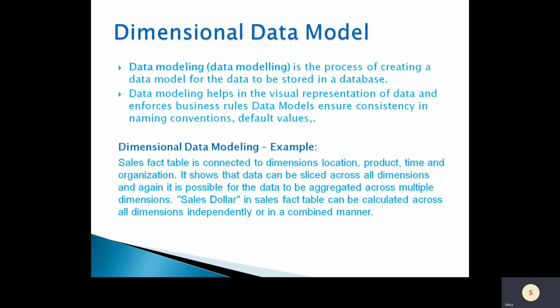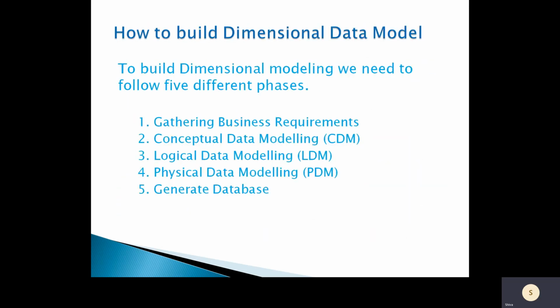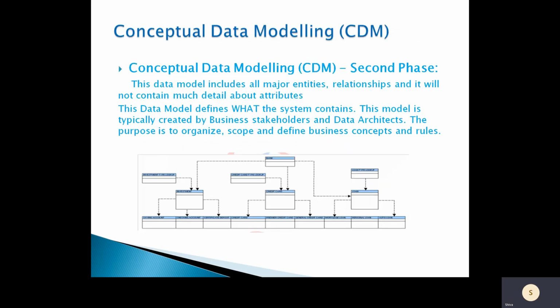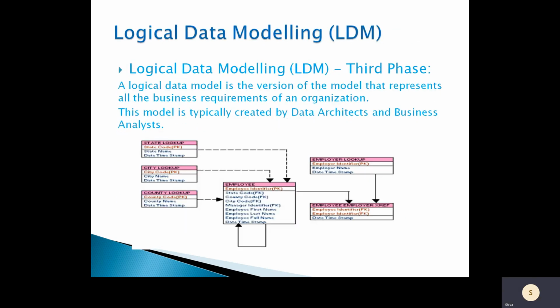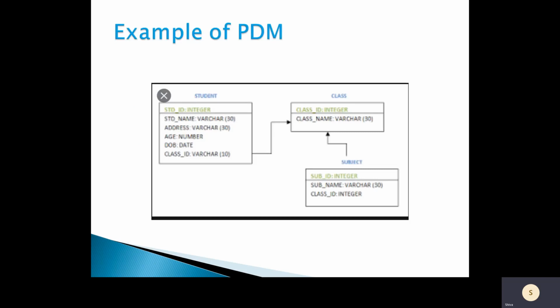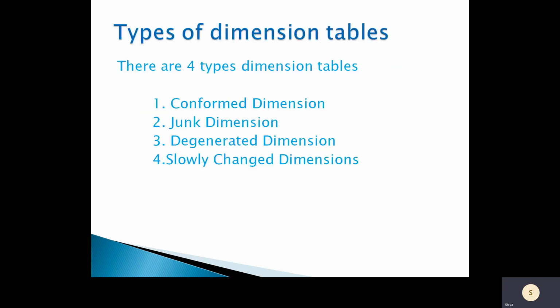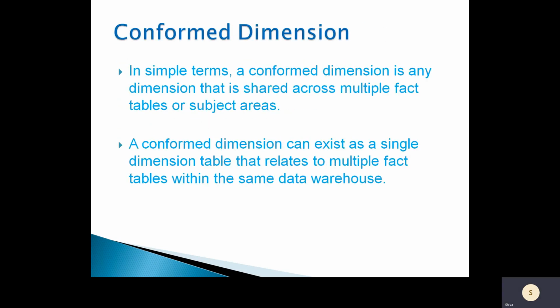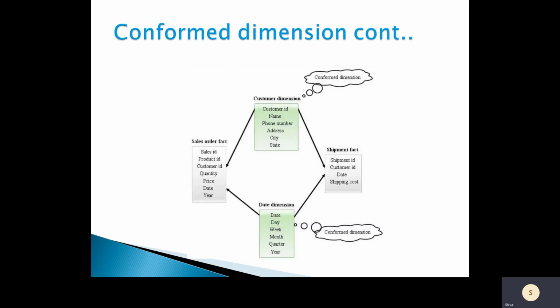And next one is the types of dimensions. We have three types of dimensions. The first dimension is the conformed dimension. A conformed dimension can refer to multiple fact tables. We can call it a conformed dimension.